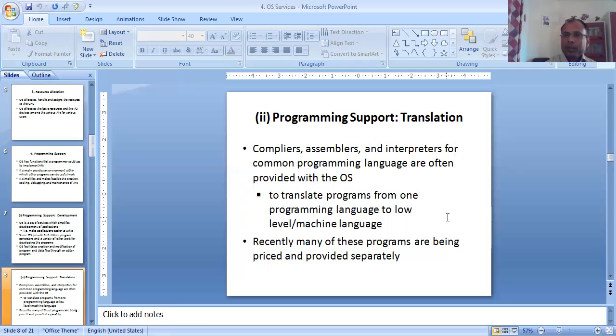So basically translators, language translators are the programs which translate the program from one programming language to another programming language, mainly the low level or machine language of that particular CPU.